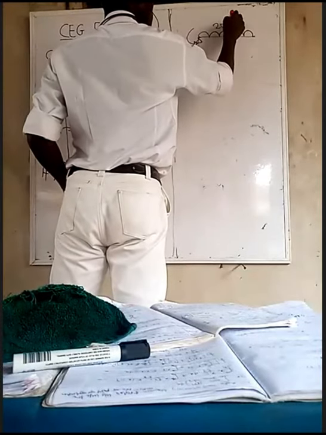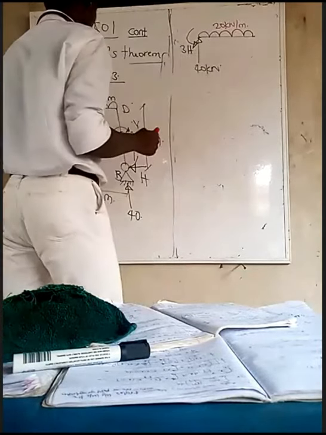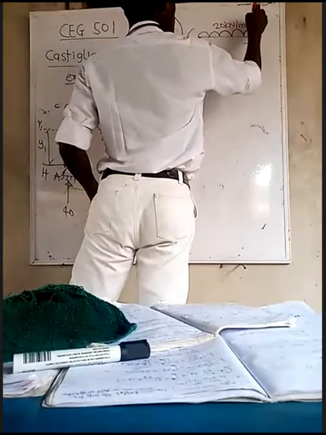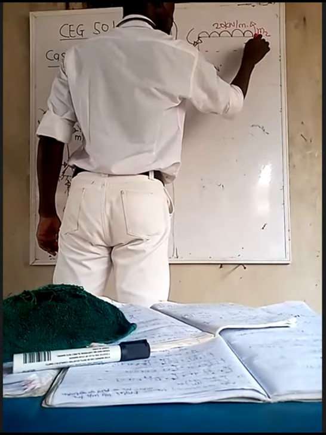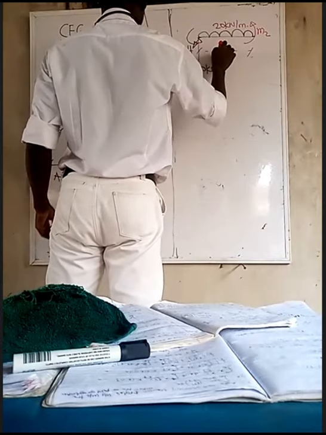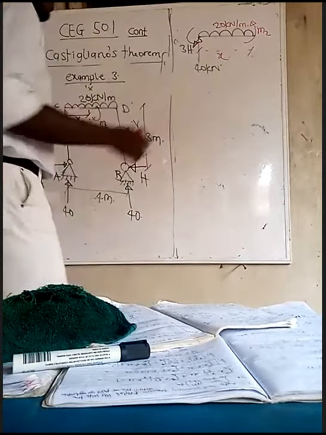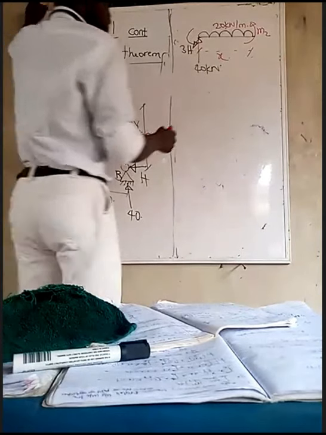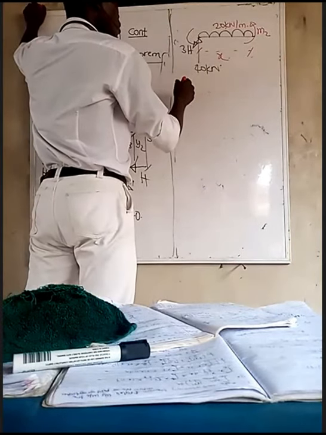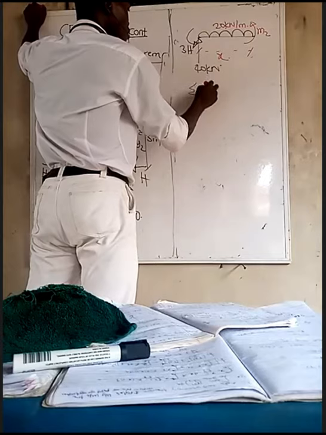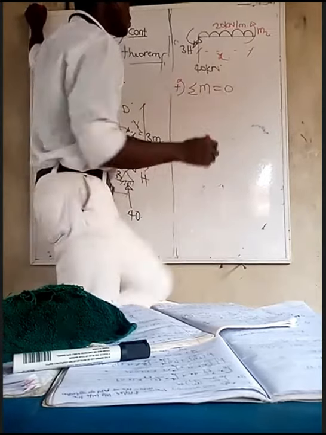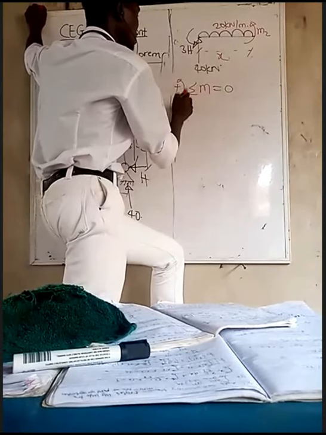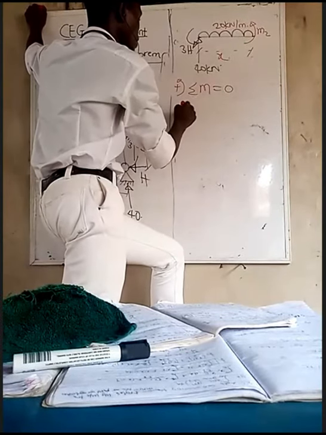Then 20 kilonewton per meter, and we have M2, our X. So the next thing is what? Obtain the moment. Summation M, anticlockwise is positive, equals zero. So anticlockwise is positive, so this 3H will be positive.